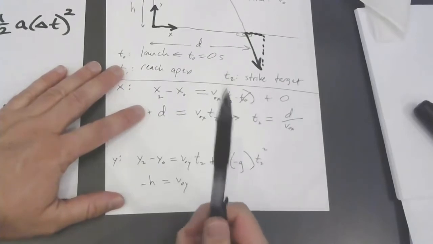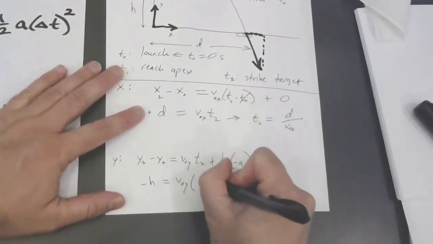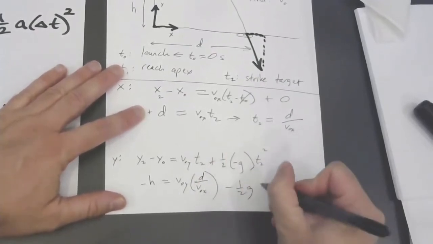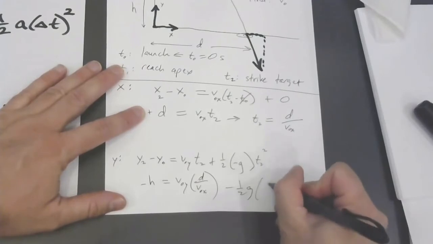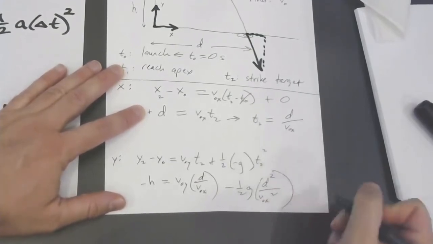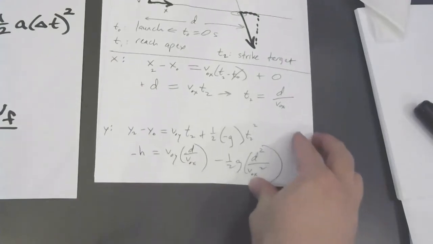I think I'm going to switch over to some bolder pens, by the way, to make it easier to read here. The time is d over v naught x, minus 1/2 g, and then I've got t squared. So that's d squared over v naught x squared. And this is starting to look kind of messy. And I'm perfectly willing to admit, the only reason I kind of know where this is headed is because I've done a lot of these problems. I've seen this problem before, or a very similar problem.